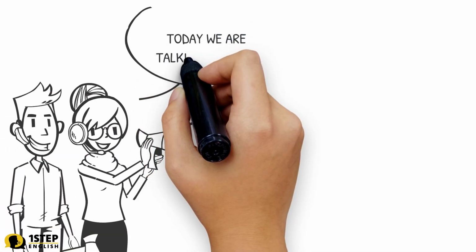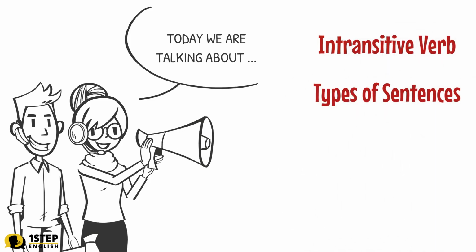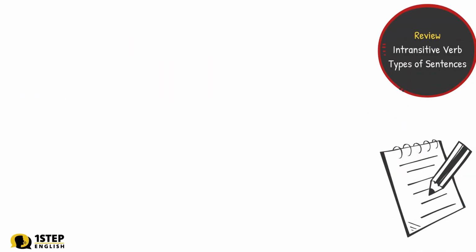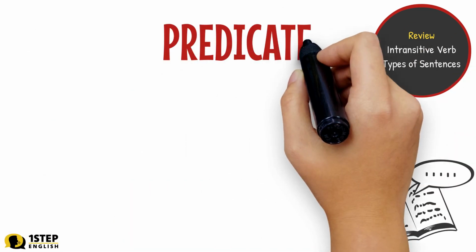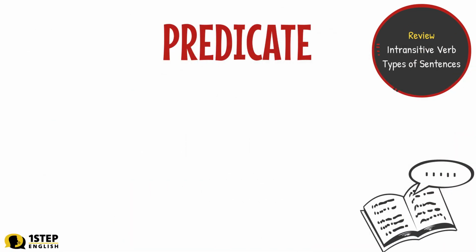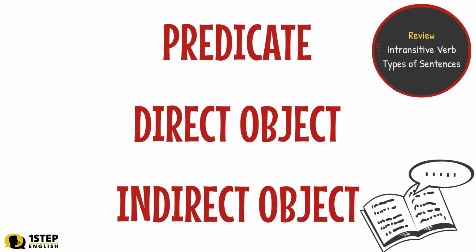Today, we are talking about intransitive verbs and the 4 types of sentences. Review. Do you still remember what a predicate is? The direct object? The indirect object? We will take a quick review about these topics.